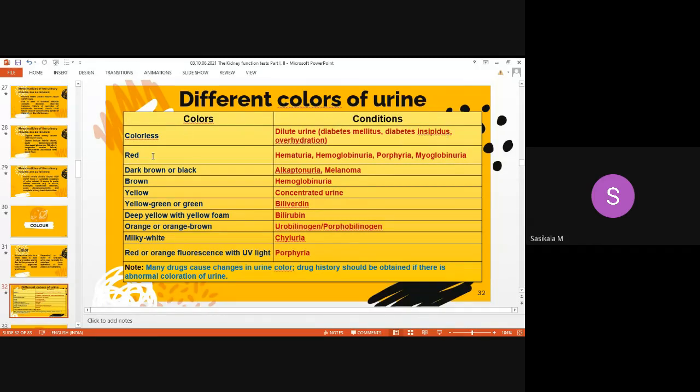If the urine is red in color, it is definitely due to red blood cells. Blood is excreted in the urine, and that is what leads to the red color. So what are the conditions? The urine color will be red in hematuria, hemoglobinuria, porphyria, and myoglobinuria.